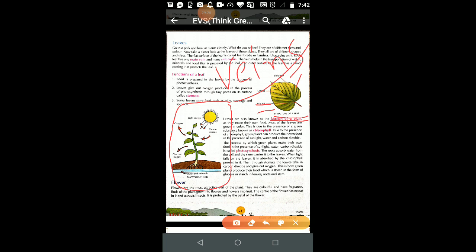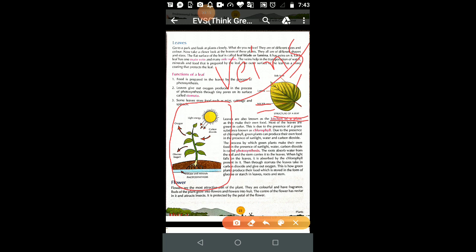And now next, water and minerals. When I discuss plants, the plant is divided into two parts. Is it clear? One is below the ground, that is known as root, and one is above the ground, that is known as shoot.